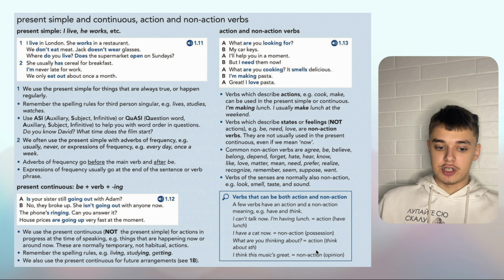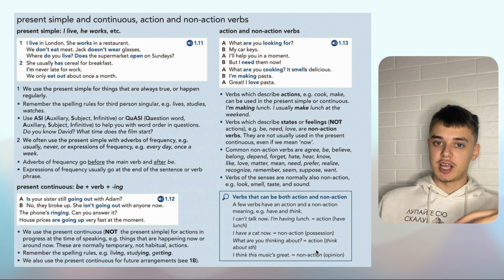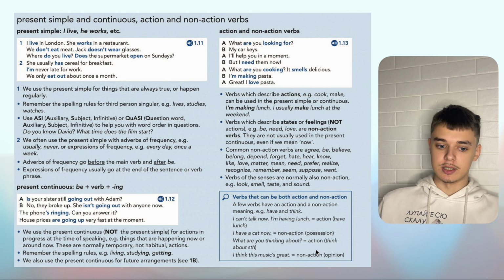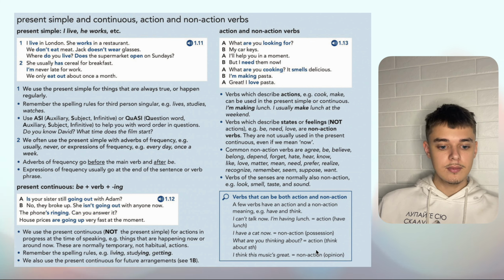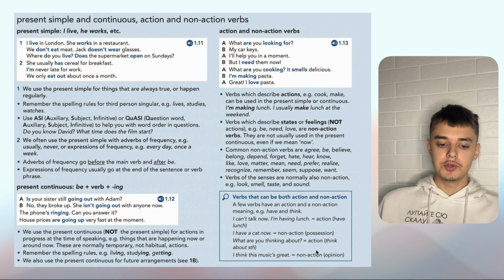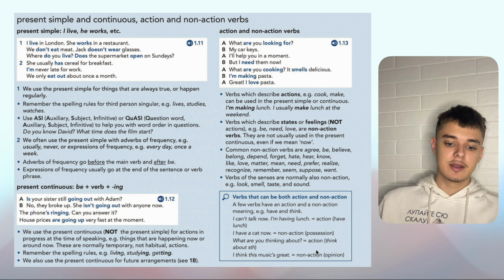And then for questions, we would use do and does, but we would change the order of the sentence. We would put do and does in front of our subject. Right. So we use the present simple for things that are always true or happen regularly.